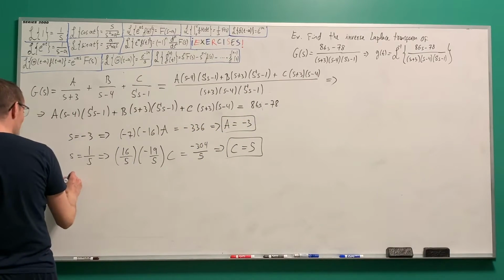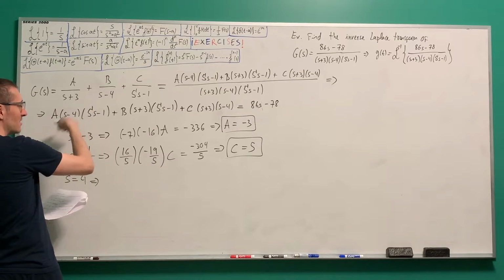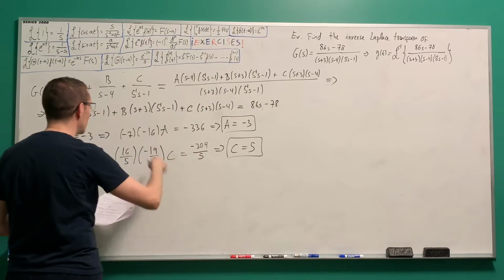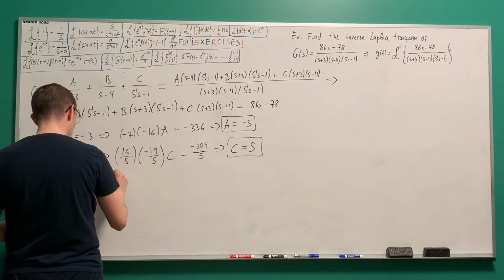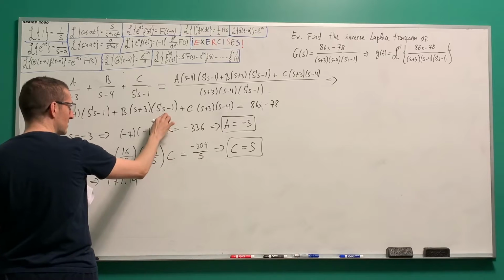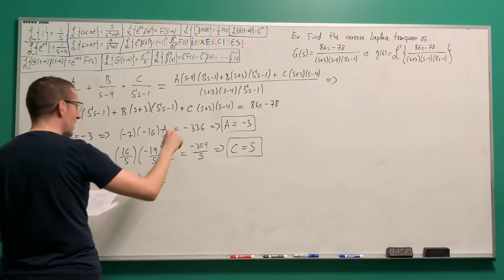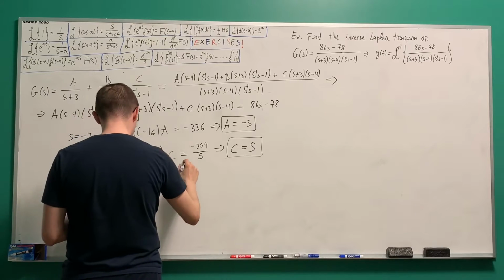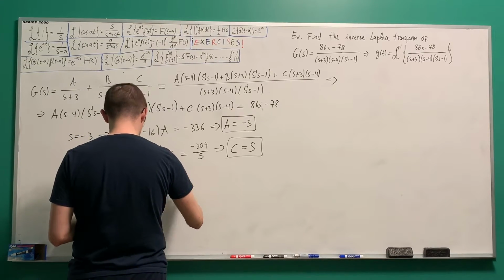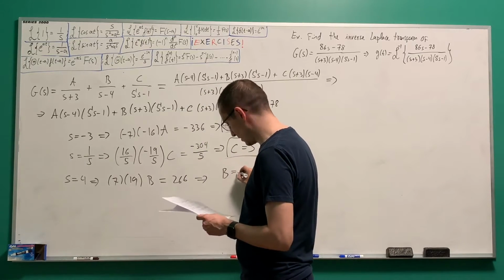Finally, we can take s equals 4. And s equals 4 cancels the first term and the last term, and I'm left with this one. That would be 7 times 19 times b. And on the right hand side, with s equals 4, I get 266. And that allows me to solve for b. b is equal to 2.